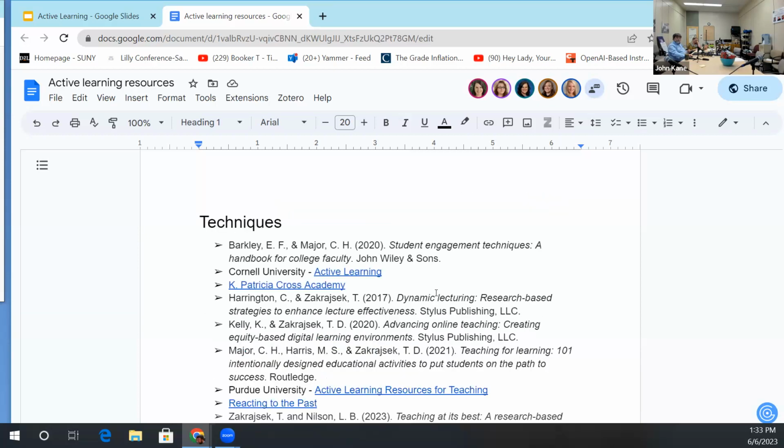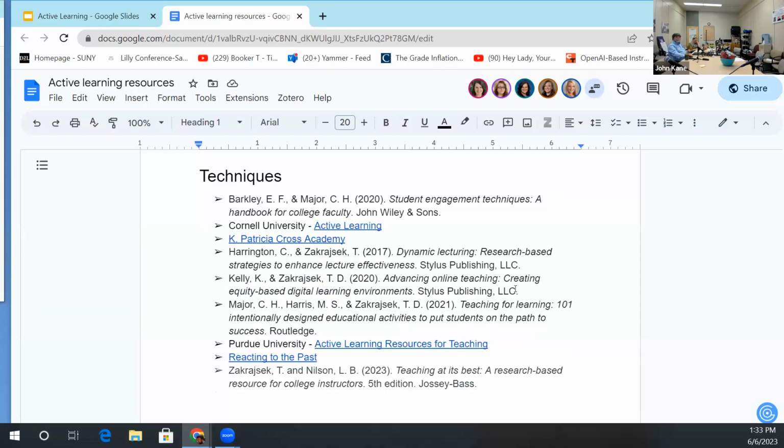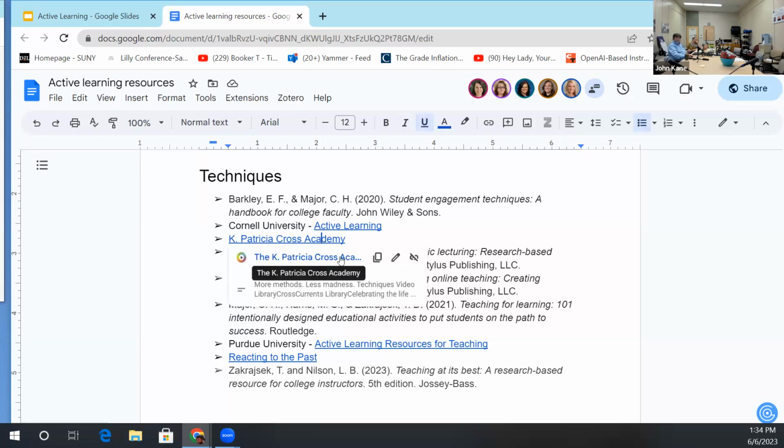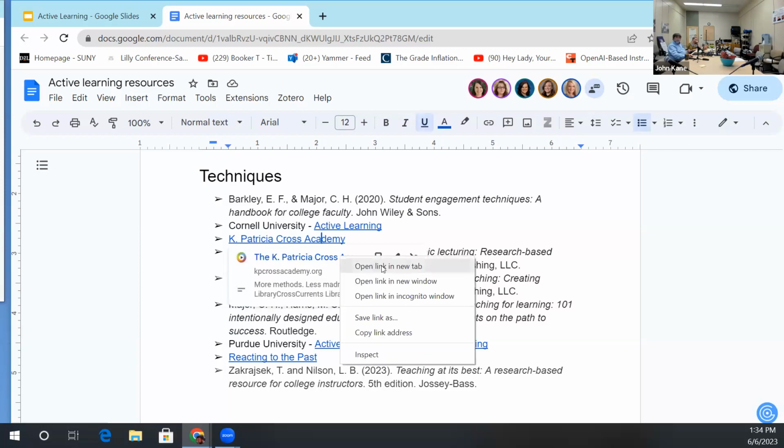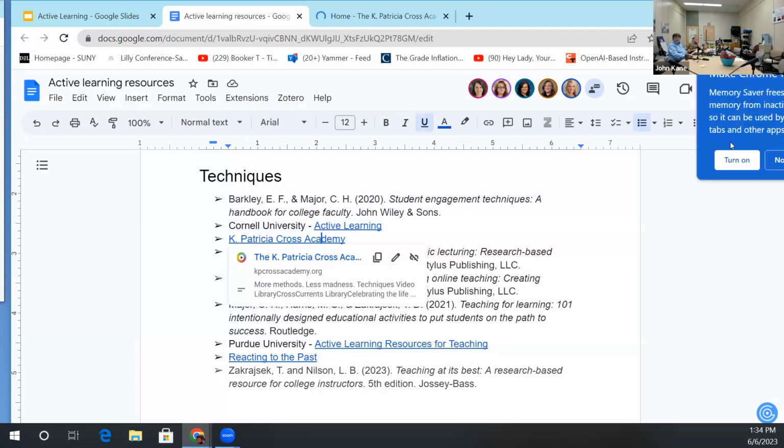Then I put a link here to a variety of places where you can find some good examples of techniques. And I meant to put, I'll add some more to this. There's also some good ones from Vanderbilt that I forgot to put in. But there are some really good ones. Quinnell has a good list here. The Kate Patricia Cross Academy is one that I'm going to see if I can open in a new tab, is a really good one.